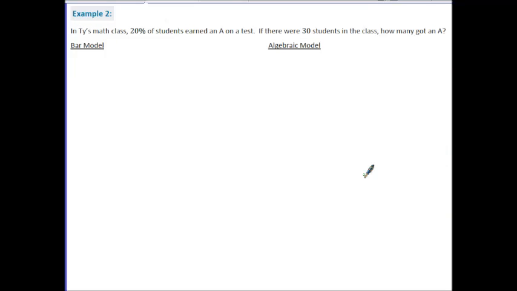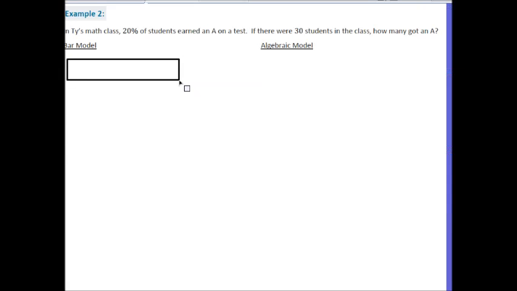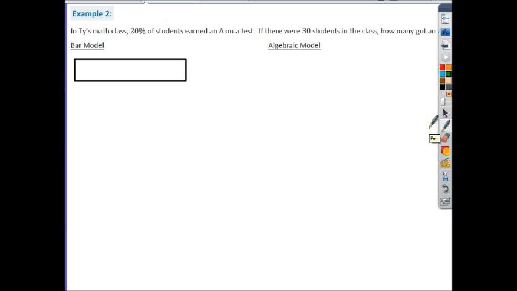Example 2 says, in Ty's math class, 20% of students earned an A on a test. If there were 30 students in the class, how many got an A? I want to start by showing you how to solve this problem using a bar model. So when we were talking about percentages, 100% would be the entire bar, and then when I'm looking at a certain percentage of it, I'm looking at a part of the bar. So in this case, I make a bar, and I know that there are 30 students in the class.